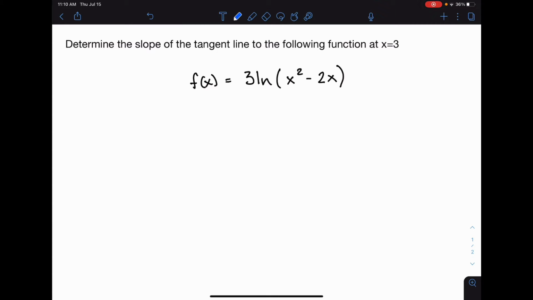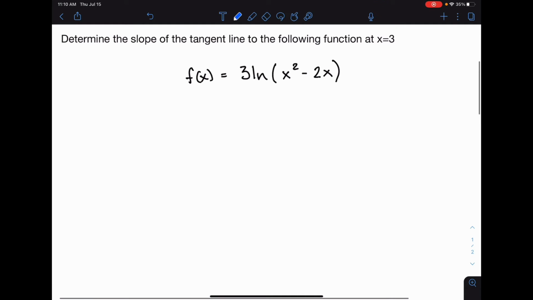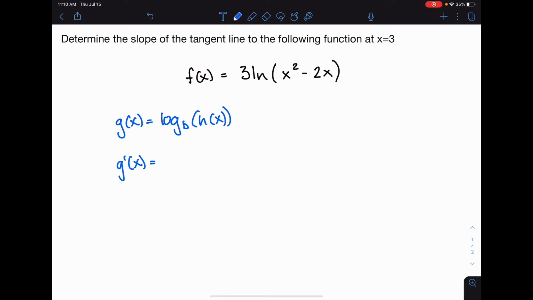And so the rule that we're going to be using here is the sort of complex logarithm differentiation technique, which is if you have a function, we'll call it g of x equals log base b of h of x. So you've kind of got a function inside of your logarithm like we do here. The derivative is going to be 1 over h of x, so the thing that we have in our argument, times the natural log or ln of the base, and then multiplied by the derivative of h of x.